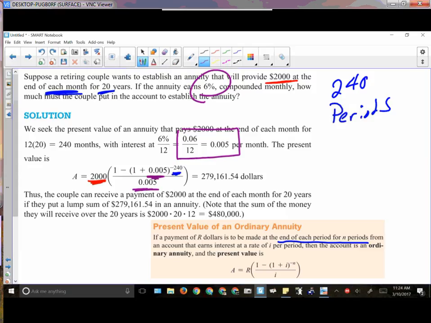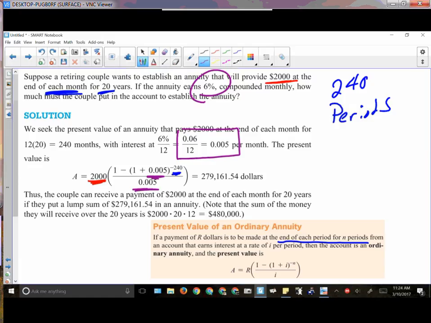So what this is telling us is, if I want to pull out $2,000 from an account each month for 20 years, I need to have $279,161.54 in that account. That's how much money I need.